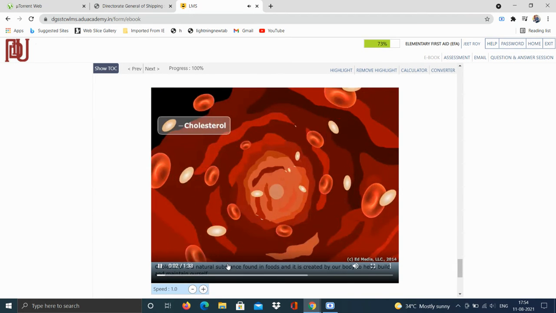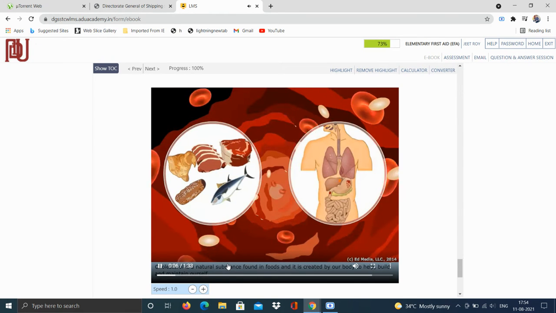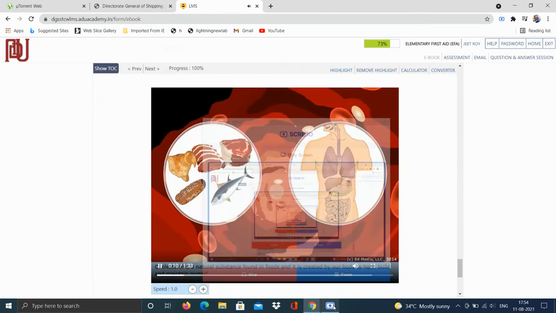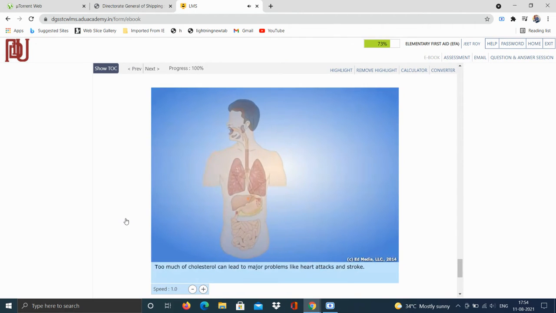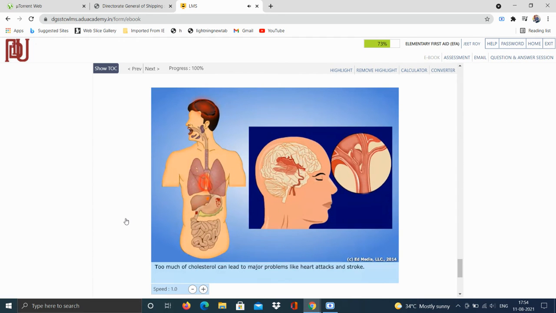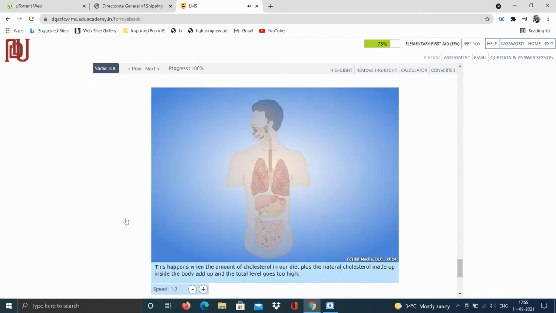Cholesterol is a natural substance found in foods, and it is created by our body to help build and maintain ourselves. Too much cholesterol can lead to major problems like heart attacks and stroke. This happens when the amount of cholesterol in our diet plus the natural cholesterol made inside the body add up and the total level goes too high.